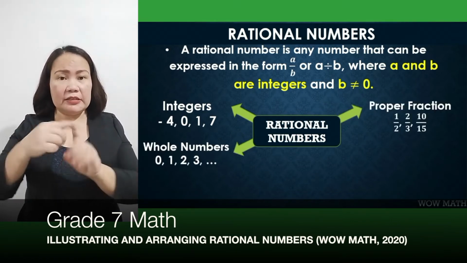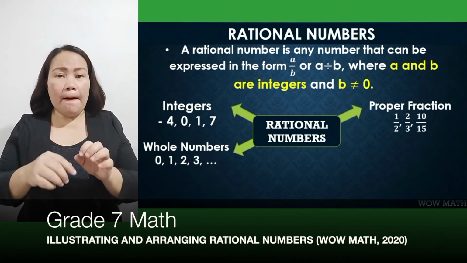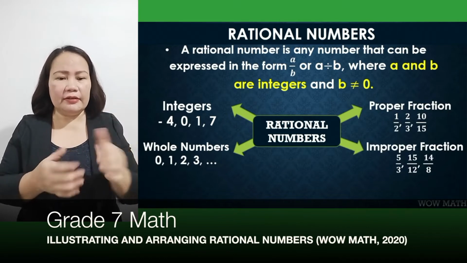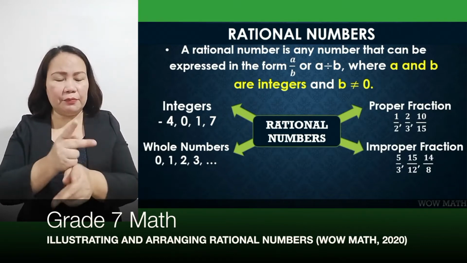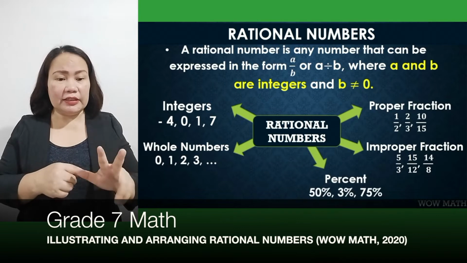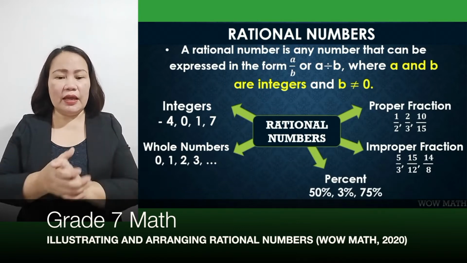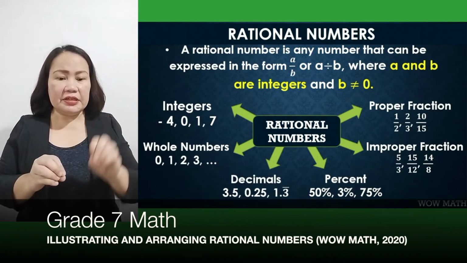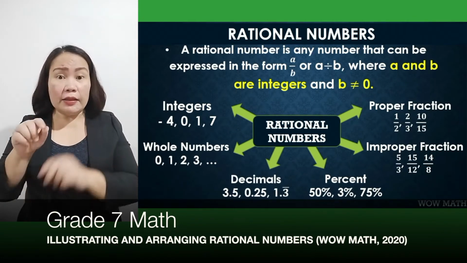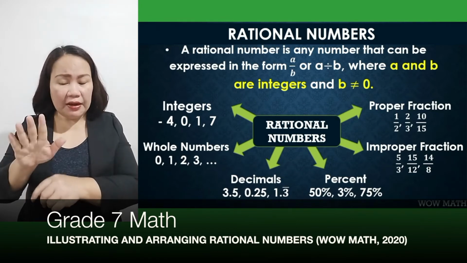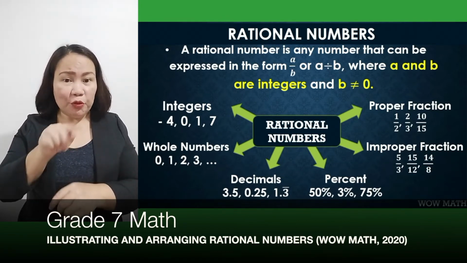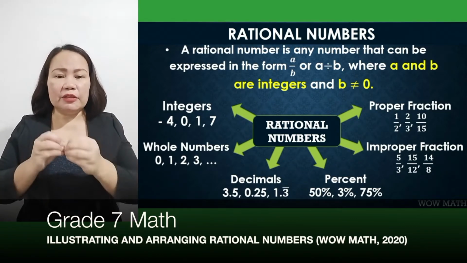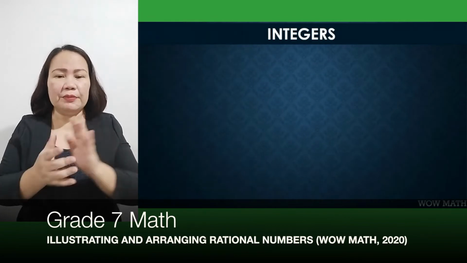Another example, proper fraction, where we have 1/2, 2/3, 10 over 15. We also have improper fraction, 5 over 3, 15 over 12, 14 over 8. Percent, we have 50%, 3%, 75%. And for decimals, we have 3.5, 0.25, and 1.3 vinculum. So these are some of the examples of rational numbers which can be expressed in the form of A over B.